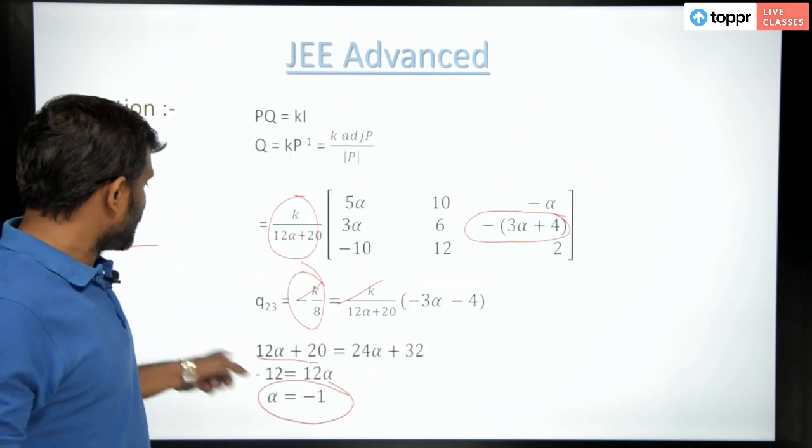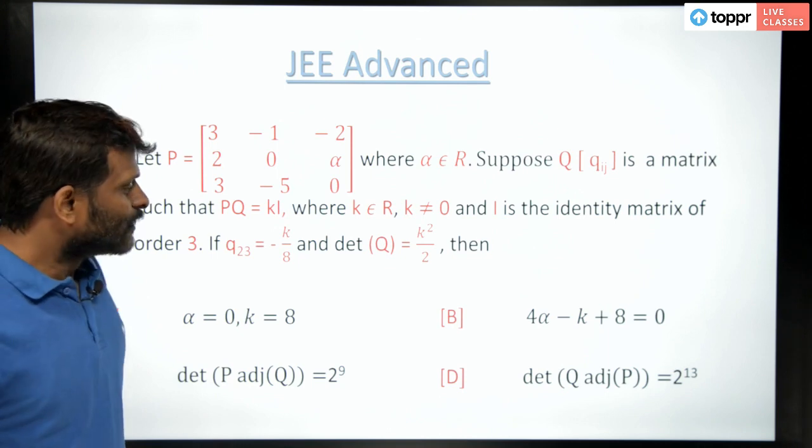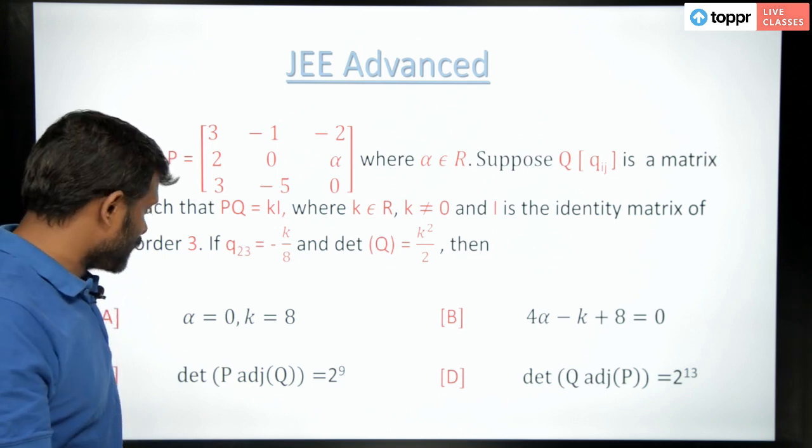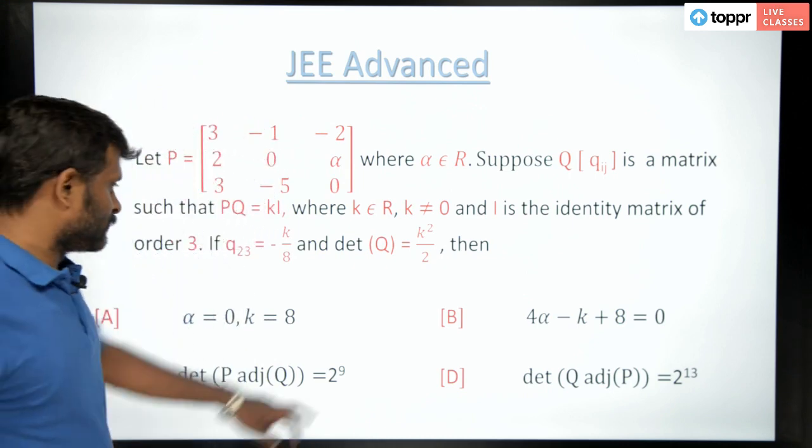Now, what are we trying to find here? Determinant of P times adjoint Q, and then we will try to find determinant of Q times adjoint P, which is right.